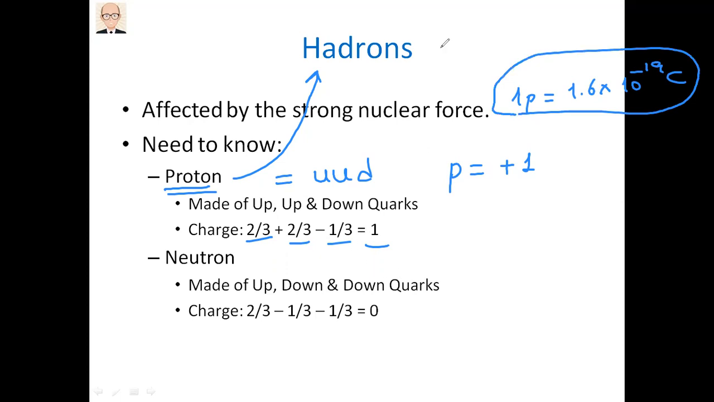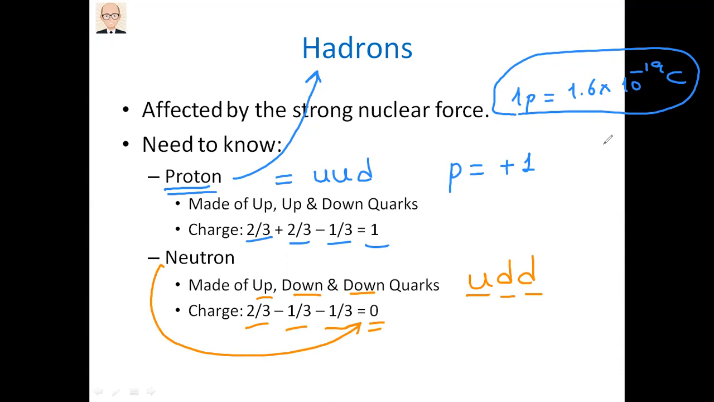And same thing for neutron. The neutron is made of up, down, and down quarks. Again, if you look at the charges, the charge of up quark is +2/3. The charge of down quark is -1/3. And we have another down quark, also -1/3. If we add all these 3, it's going to be 0, which is the charge of neutron. So we know that the neutron is neutral, so the overall charge is equal to 0.